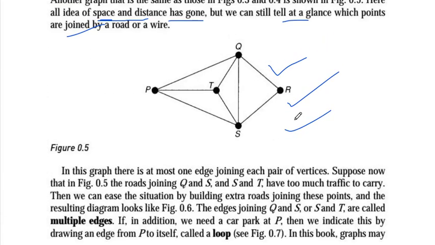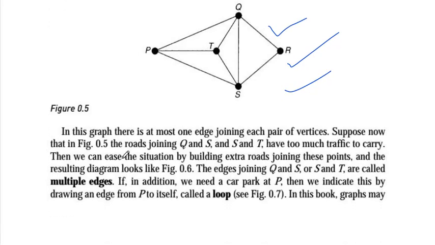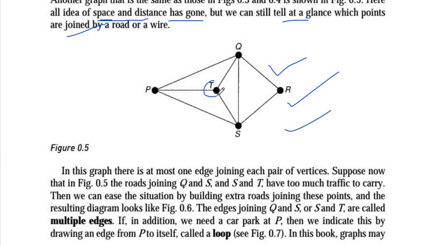Now let's move to the next definition. Here we can say that the roads joining Q and S, and S and T have too much traffic to carry. Let's say this is a road network. This road and this road have too much traffic because they have 4 roads coming into them.